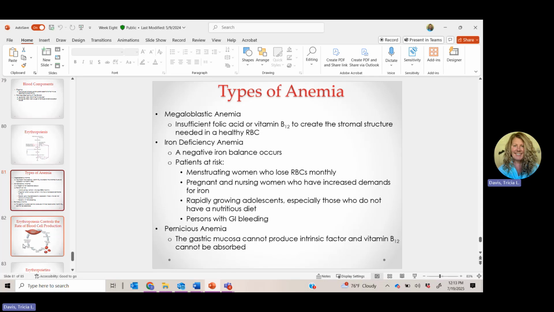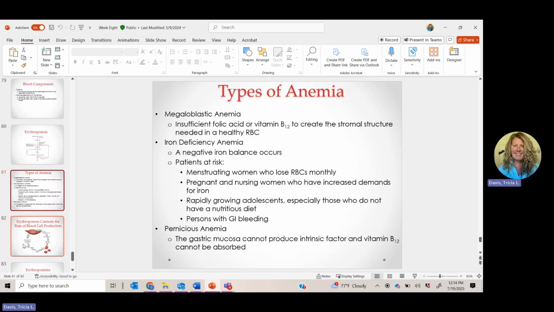We see patients that develop iron deficiency anemia. This is when we have a negative iron balance in the body, and this can occur for a couple of different reasons. Sometimes we just don't take in enough iron. We don't get it in our diet. Definitely people at risk would be those menstruating women who lose red blood cells every month, and pregnant and nursing women, because they have more of a demand in their body now for iron. We definitely see this in our rapidly growing adolescent patients, because they don't usually have a great diet. And then people who are suffering from any type of bleeding in the body, particularly GI bleeds.